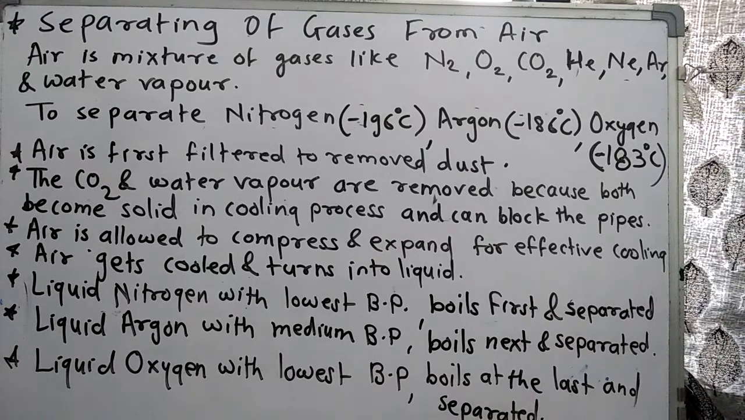And oxygen is used for artificial breathing, it is used in the industries, and many more uses. So basically we need these three gases, nitrogen, argon and oxygen, for various purposes. So we will separate these three gases from the air.